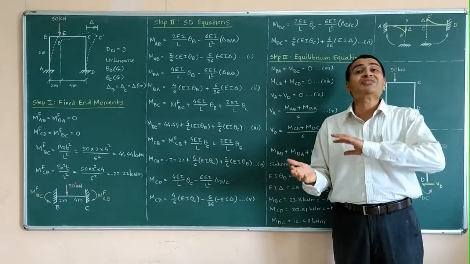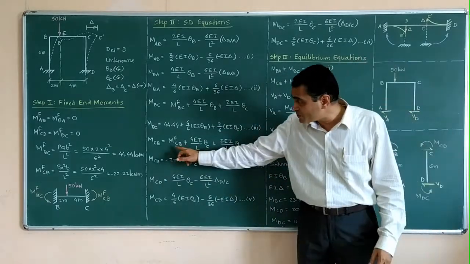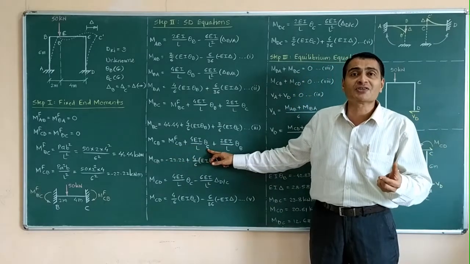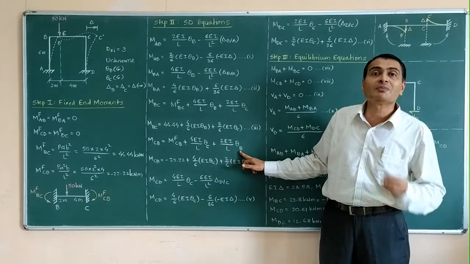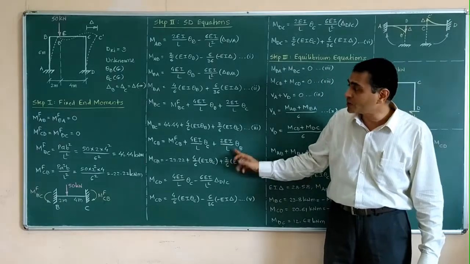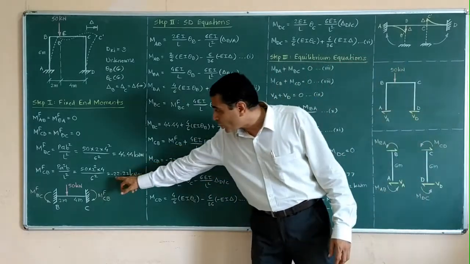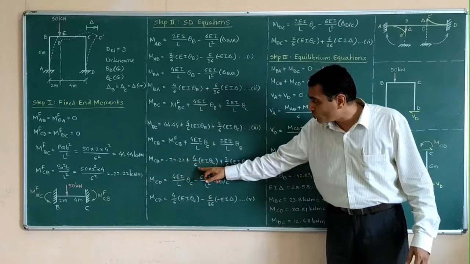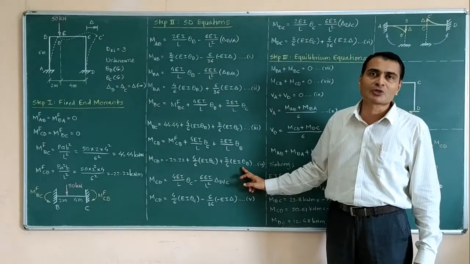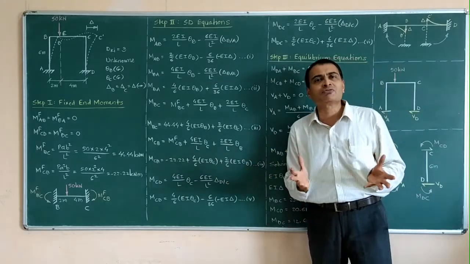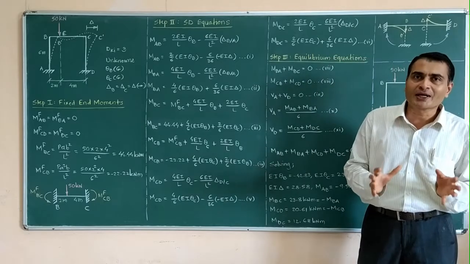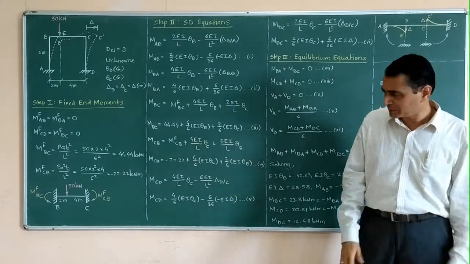Then I am writing MCB, which is going to be MFCB plus 4EI upon L into near end rotation, which for the CB member will be theta C, and far end for the CB member will be theta B. So near end rotation contribution, far end rotation contribution, substitution. This is clockwise 22.22. 4 by 6, 2 by 6, EI theta C, EI theta B. All this we have done often enough, and I am sure you are following it. However, write on your own, calculate on your own, so you will feel confident.